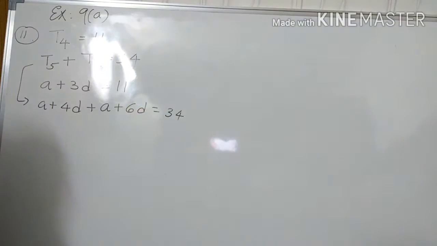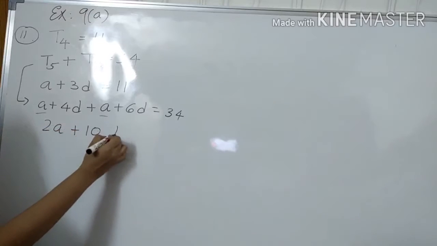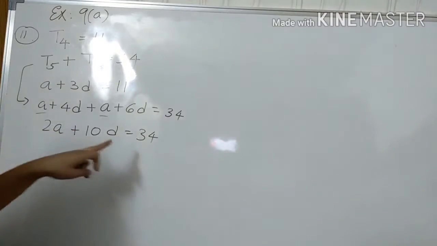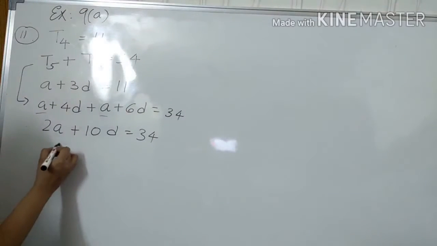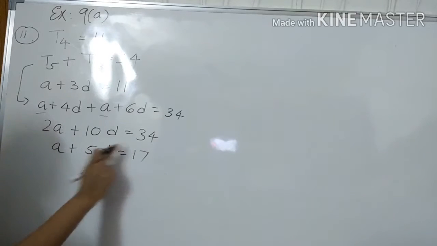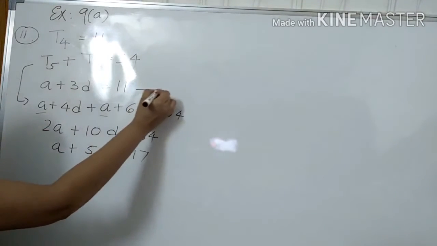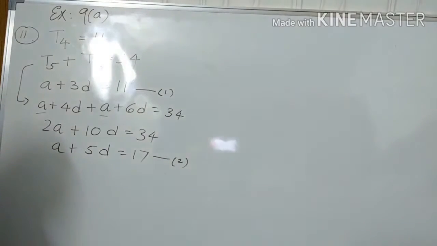Now adding the like terms I get 2A plus 10D is equal to 32. Now students, in this type of terms, you can see all are multiples of 2. So you can reduce it by dividing the whole by 2. So I am reducing it: A plus 5D is equal to 17. How? By dividing the whole equation by 2. So here I get two equations, first is this and second is this. Now we will solve them by subtraction so that A will be eliminated here.